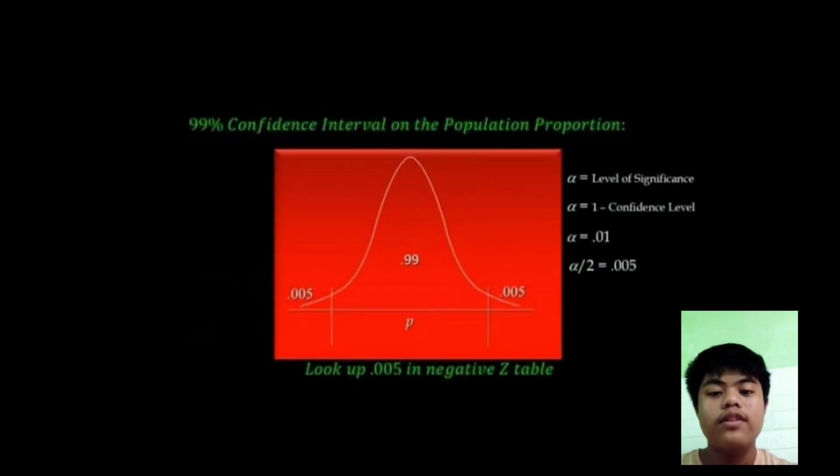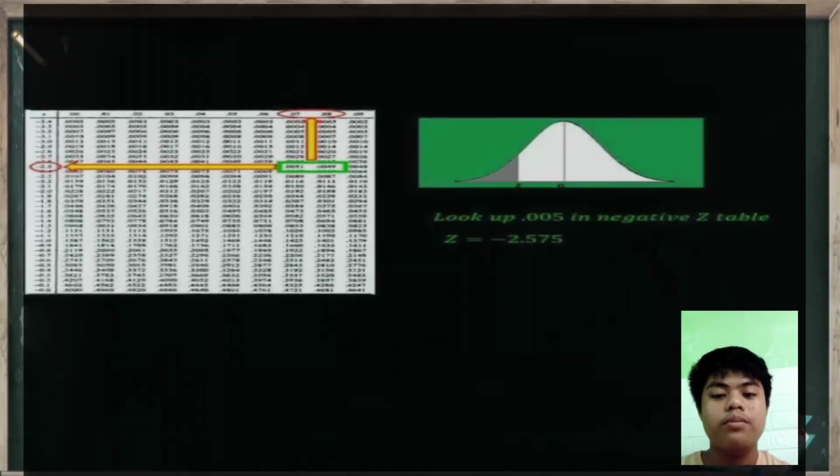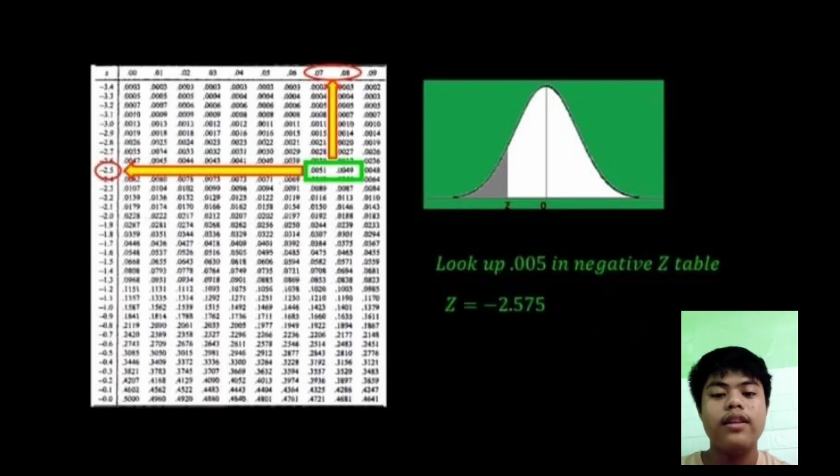99% confidence interval on the population proportion. Alpha equals the level of significance. Alpha equals 1 minus the confidence level. Alpha equals 0.01. Alpha over 2 equals 0.005. Look up 0.005 in the negative z table. z equals negative 2.575.